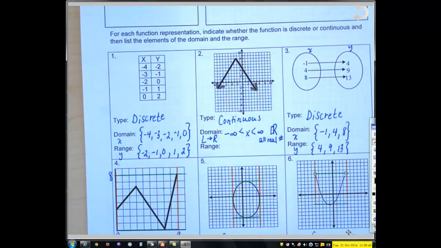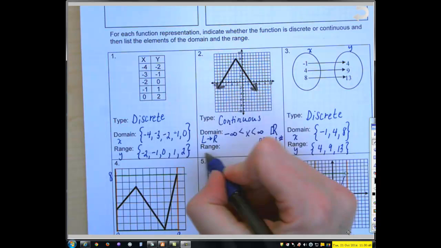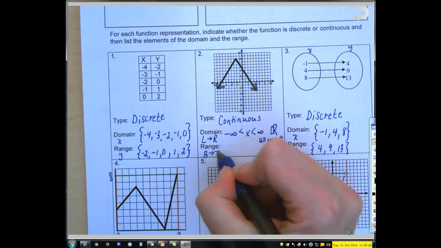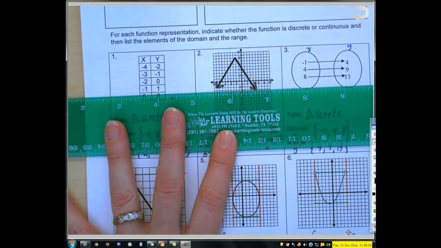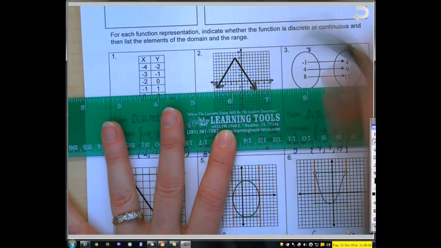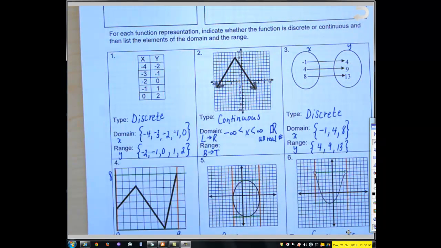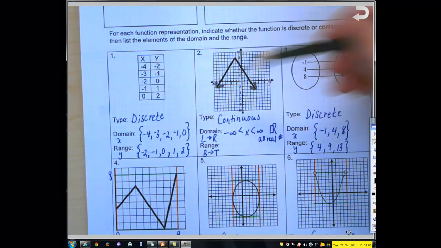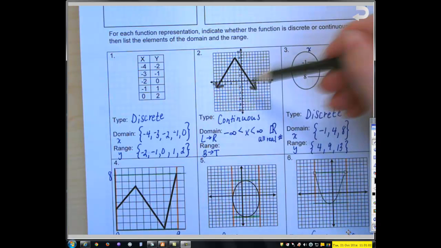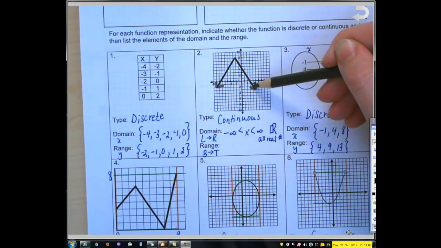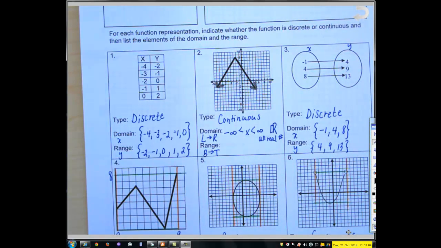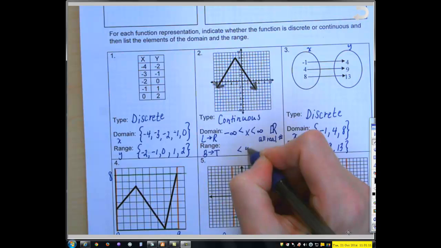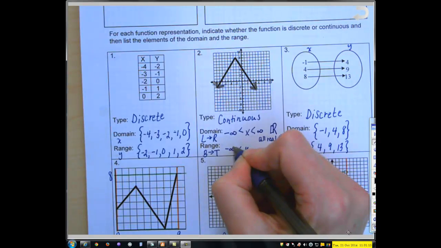Okay, let's look at the range. So range goes from bottom to top. We're looking at y values. So if we try to draw a line along the bottom of this function, our line would touch an arrow. So we're not going to put a boundary line in there because these arrows tell us that this function is going to continue to go down and down and down. So our downward boundary is negative infinity.